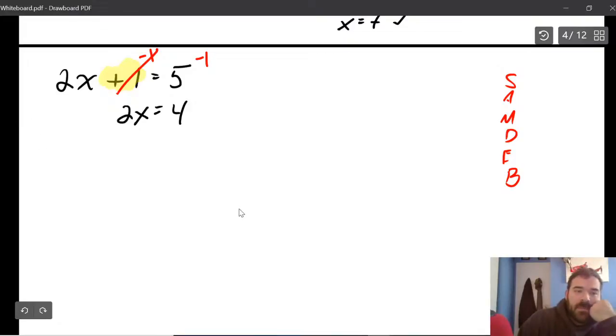And I got one more step. This is 2 times x. The opposite of multiplying by 2 is dividing by 2. I'm going to do that to both sides, and I have 1x, or just x, is equal to 2.